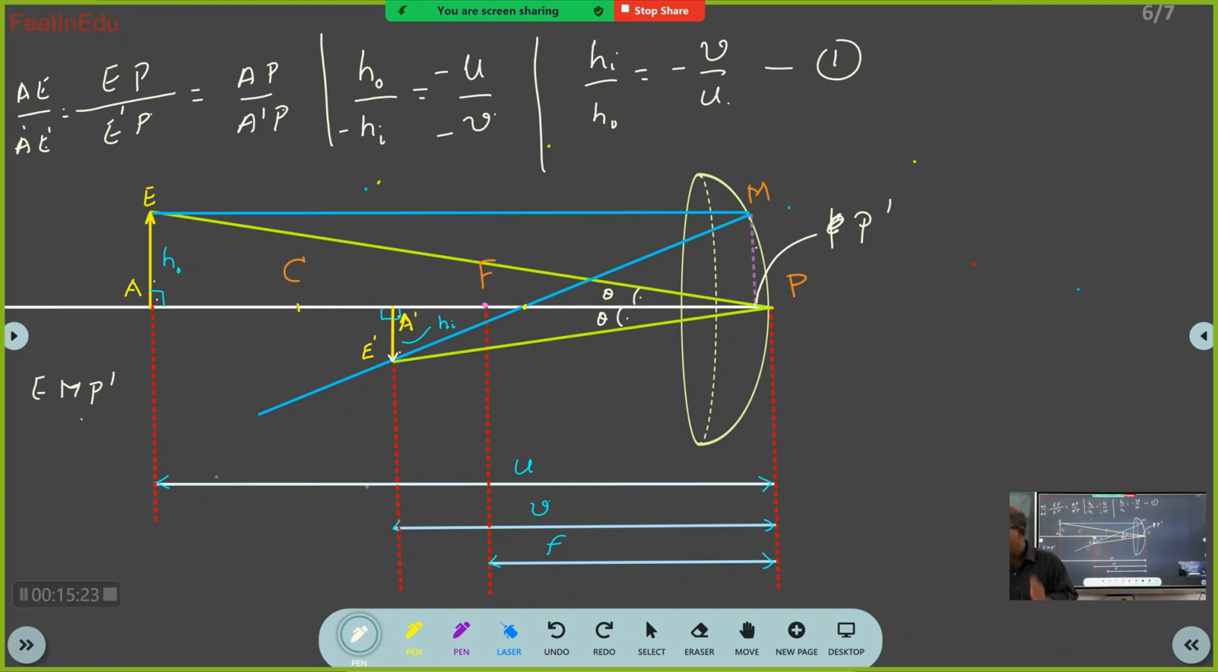Yes, sir. Understood? Almost touching but not touching. Almost equal to 0, not equal to 0. Okay. F M P dash. F M P dash. Got it?